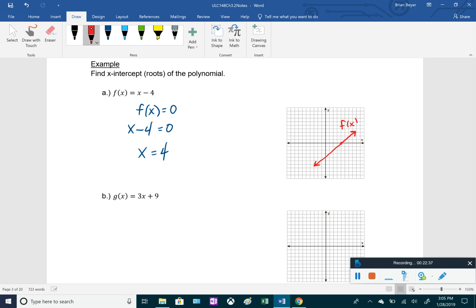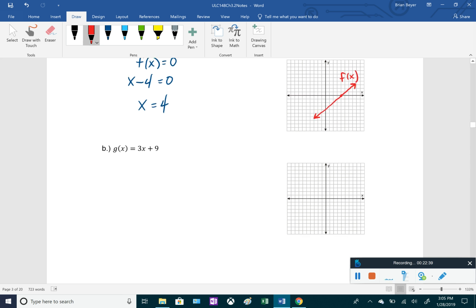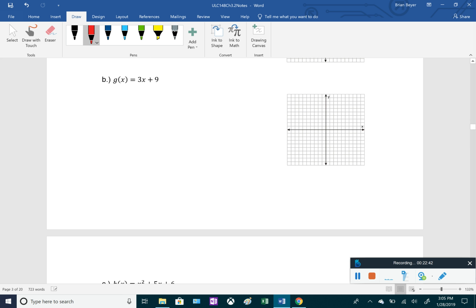And let's do one more linear one just to get the easy ones out of the way. So g of x is 3x plus 9. So once again, we want the x-intercepts. We're setting it equal to 0. So that's going to be 3x plus 9 equals 0. We're going to subtract 9, divide both sides by 3. We get x equals negative 3.